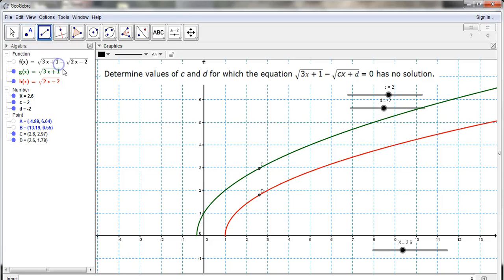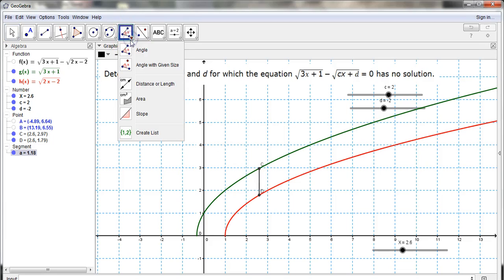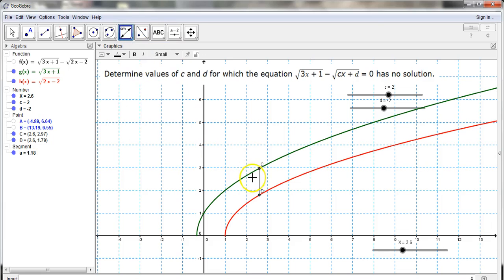So I'm going to grab my segment tool, and I'm actually going to make a segment between those 2 points. And then to see the difference, it's just going to be the segment length, right? So I'm going to go to this angle toolbox here and open it up and see the distance or length tool. So I'm going to grab that tool, and I'm just going to click on my segment, which gives me the difference between those two.